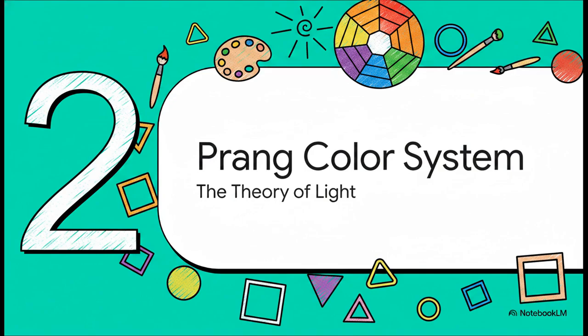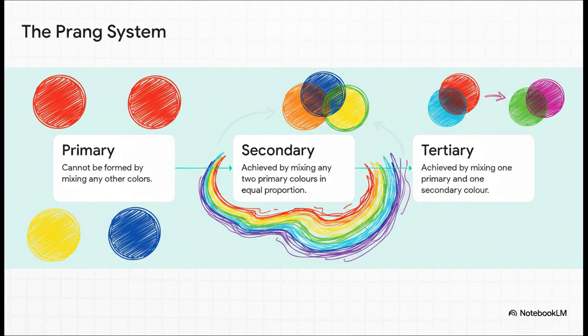Moving on to Section 2, the Prang color system. Now that we've got our alphabet, let's look at the grammar. Developed by Louis Prang, this system is basically the structural pillar for how we organize and understand color relationships. The Prang system breaks down color theory logically into 3 cascading tiers. Right at the top, we have the primary colors: red, blue, and yellow.